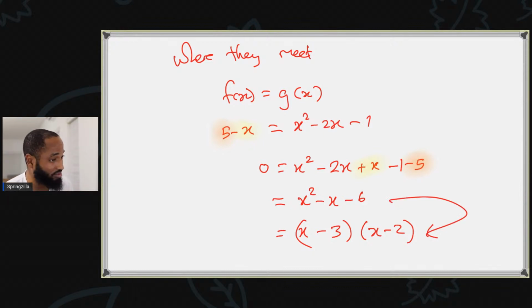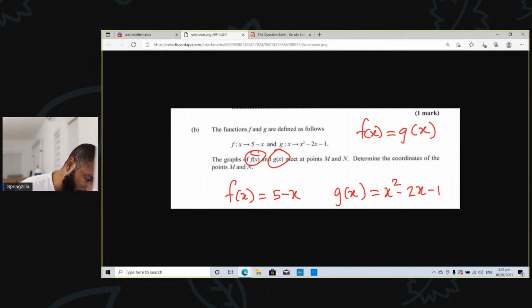I just kind of, should I rush it? Yeah, rushing that. If you know to factorize the quadratic, you have to go and look up the video about factorizing the quadratics, right? And that's the answer they wanted. Determine the coordinates of M and N.